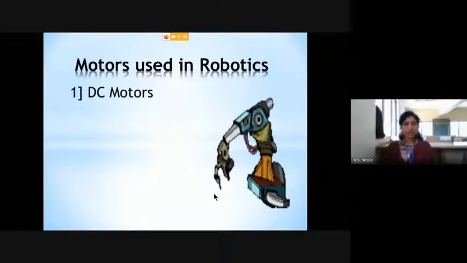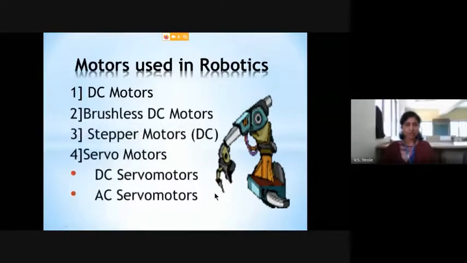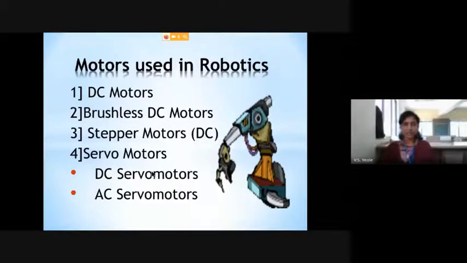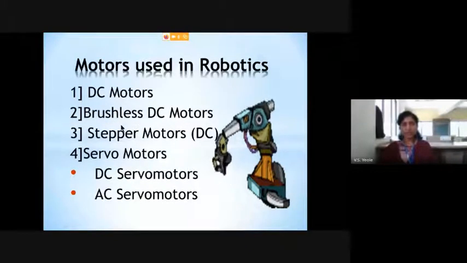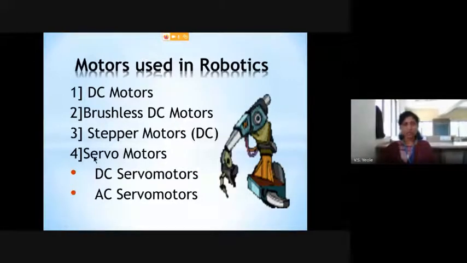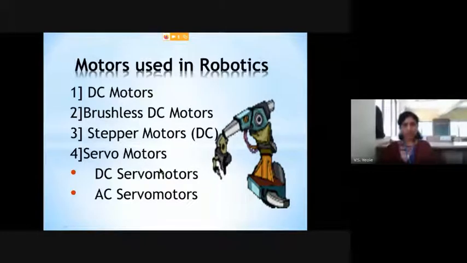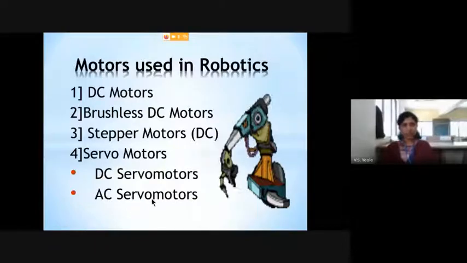Now we will see different types of motors which are used in robotics. The first type of motor is called the DC motor. The second one is the brushless DC motor. The third one is the stepper motor. And the fourth one is servo motors. Now in servo motors, there are two types: the first one is the DC servo motor and the second one is the AC servo motor.